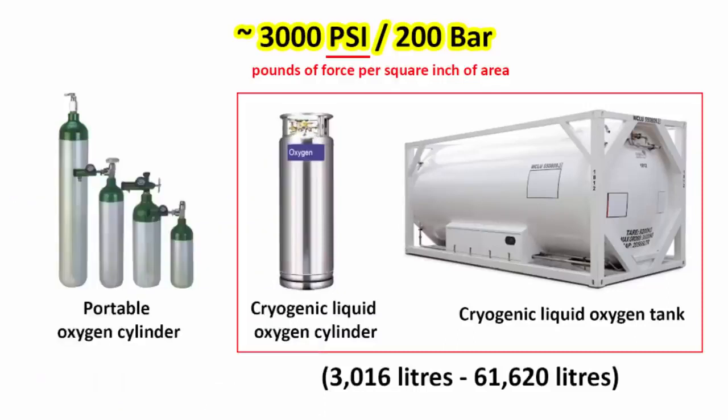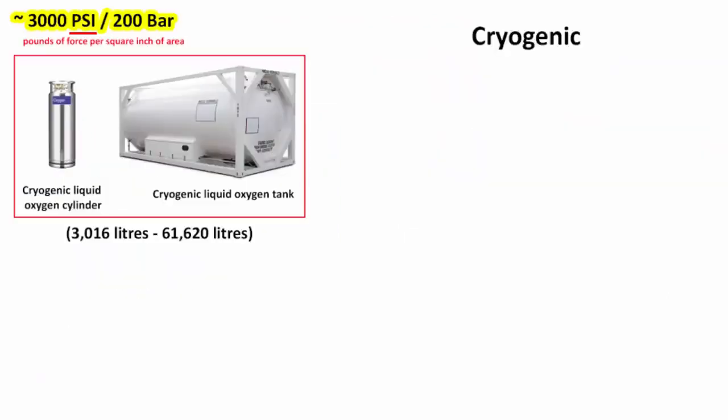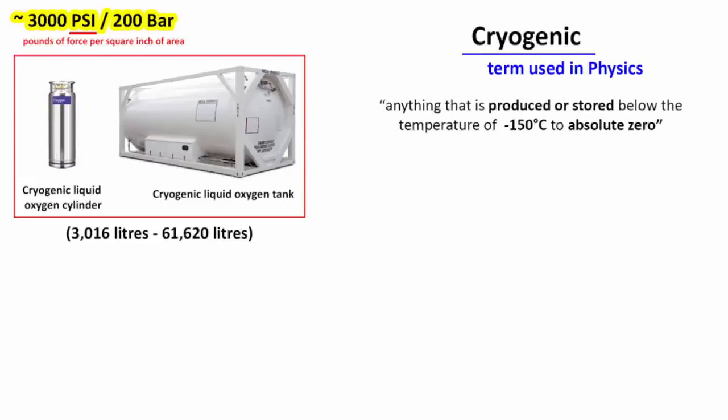The reason these tanks are called cryogenic tanks is because the term cryogenic is used for anything that is produced or stored below the temperature of -150 degrees Celsius to absolute zero. Absolute zero is referred to as minus 270 degrees Celsius. The reason it is called absolute zero is because no object in this world can be cooled below minus 270 degrees Celsius, because it is believed that there is no heat energy left in a substance below this temperature. As per the laws of thermodynamics, absolute zero cannot be reached.